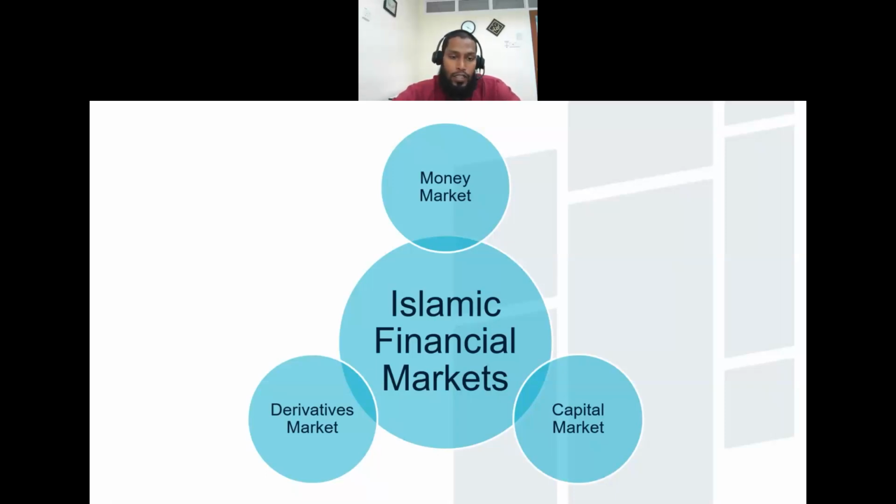And there is a third one, the derivatives market. Derivatives markets are where the Sharia compliant derivatives are traded: Islamic futures, forwards, Sharia compliant swaps and options. The Islamic derivatives market instruments are basically used for hedging purposes, to mitigate the risks of the firms.